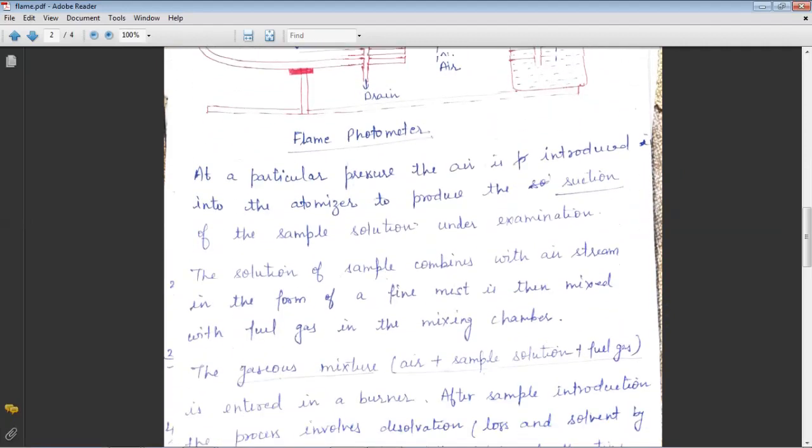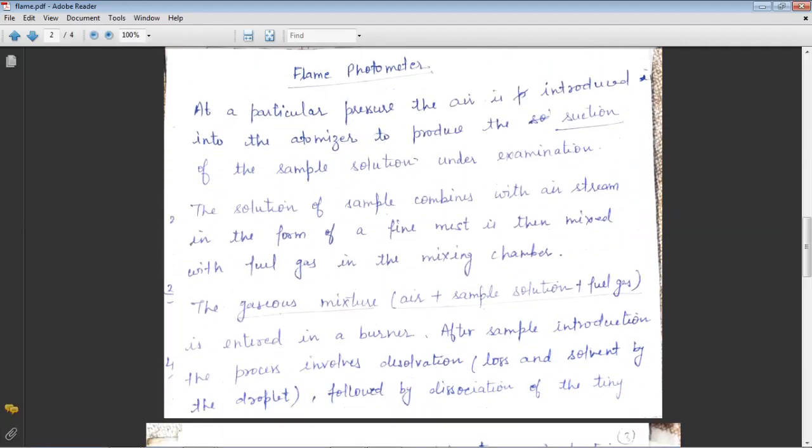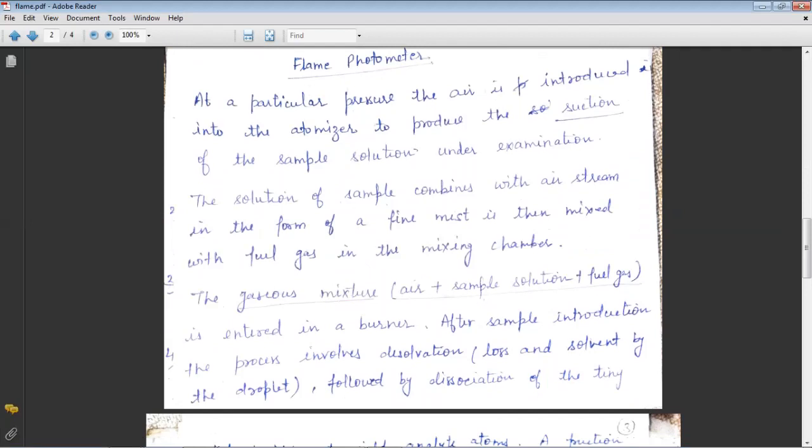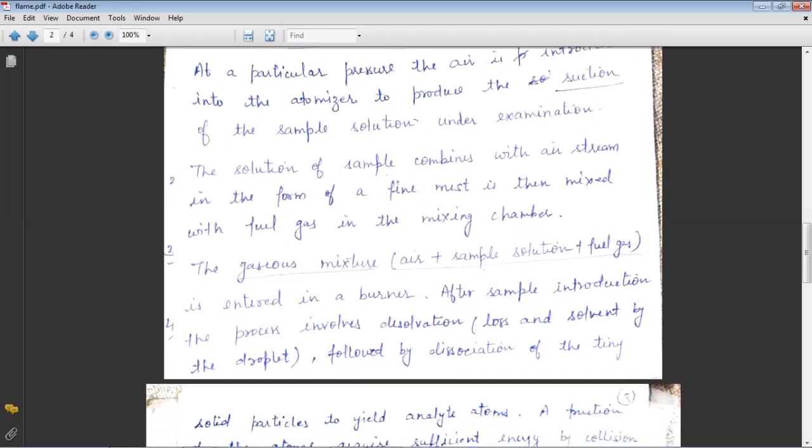At a particular pressure, air is introduced into an atomizer to produce suction of the sample solution under examination. Then the sample solution combined with the air stream in the form of a fine mist is mixed with the fuel gas in the mixing chamber. Okay, and then there is the gas mixture: air plus sample solution plus the fuel gas. This is entered into a burner after sample introduction.